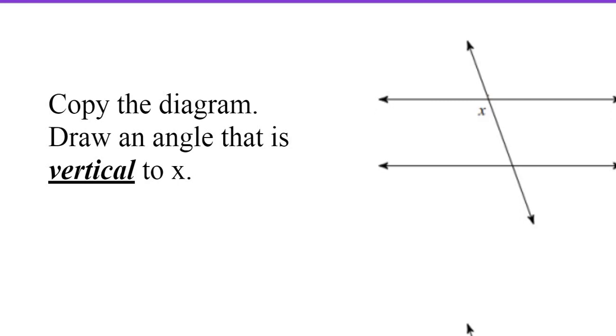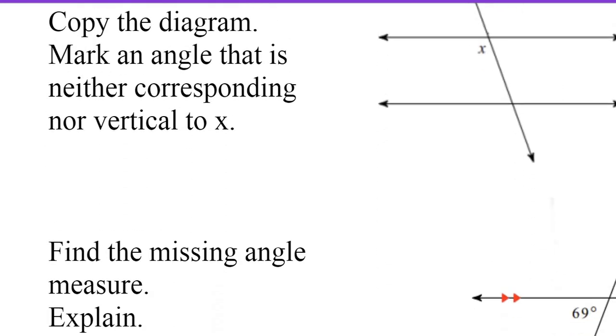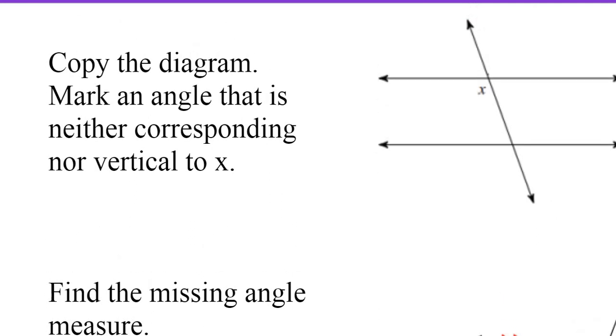Now let's draw an angle that is vertical to x. The angle across from x is right here. That is the vertical angle to x. Let's do an angle that is neither corresponding nor vertical. So I can't do this one. I know which one is corresponding, and we can't use that one. Lots of options. How about this one right here? This is neither corresponding nor vertical.